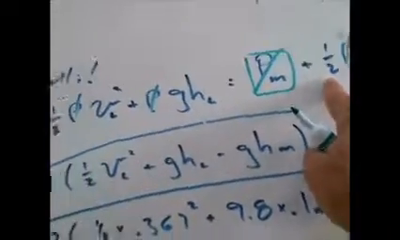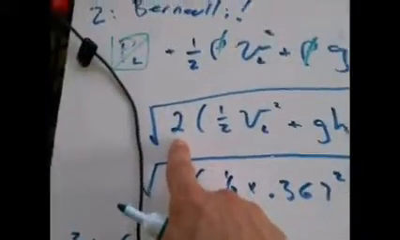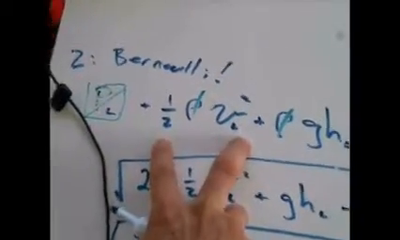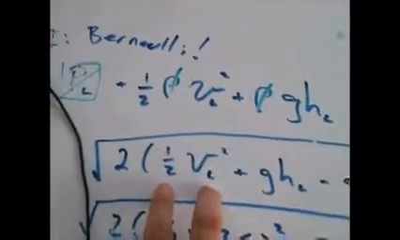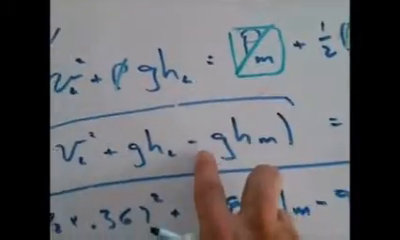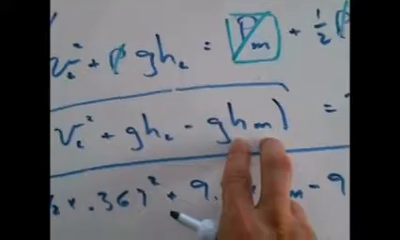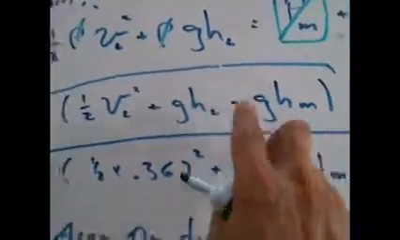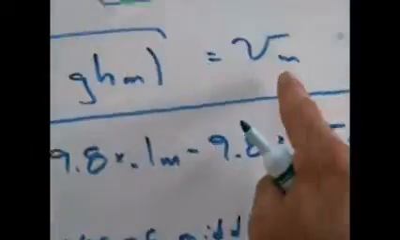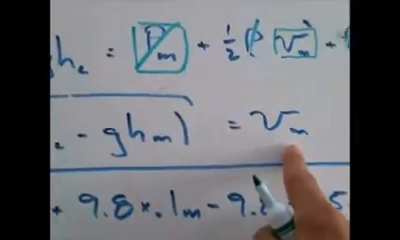This 1/2 turns into that 2 there, and I then just carry this stuff down. The 1/2 v on the left squared, gh on the left just comes down to there, and this is gh in the middle, which was subtracted over from the other side. I did, again, double it. I went ahead and square rooted everything. That's the velocity in the middle.